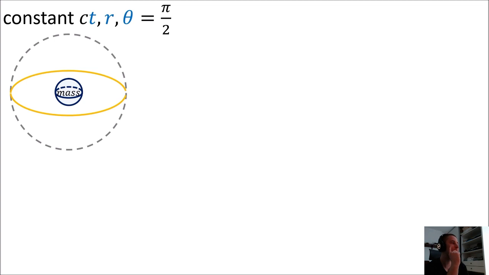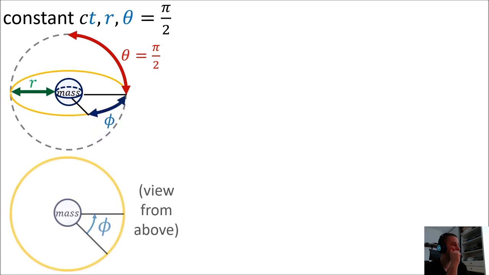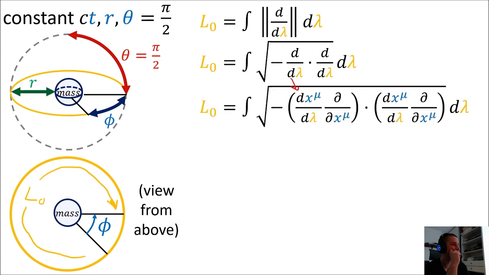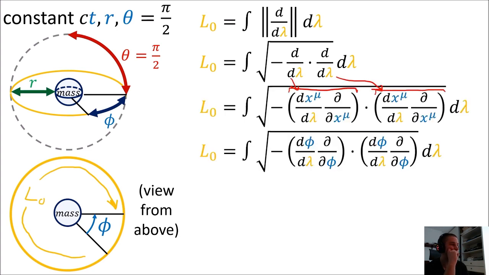Another way to understand the Schwarzschild r-coordinate is to look at how it relates to the circumference of circles around the mass. If we were to take a constant time, constant r, and constant angle theta of pi over 2 and allow the angular phi coordinate to vary, we can compute the proper distance around a circle. We can do this through our typical process of integrating over the lengths of tangent vectors, in the special case where only the phi variable changes and all the other variables are constant.